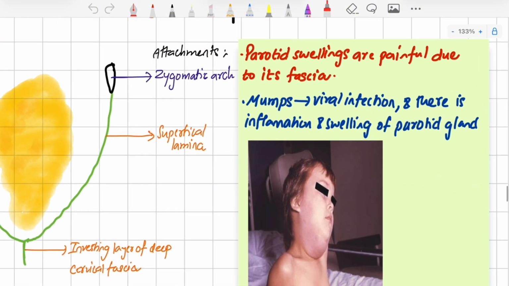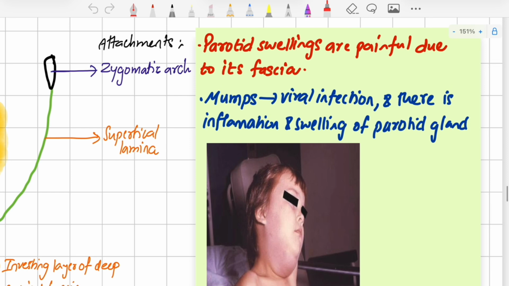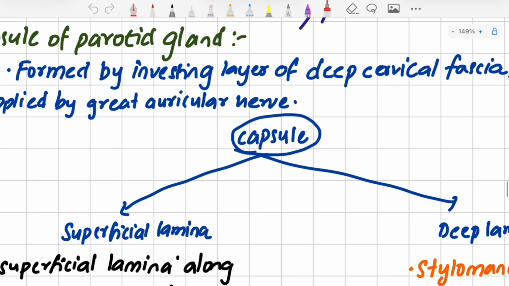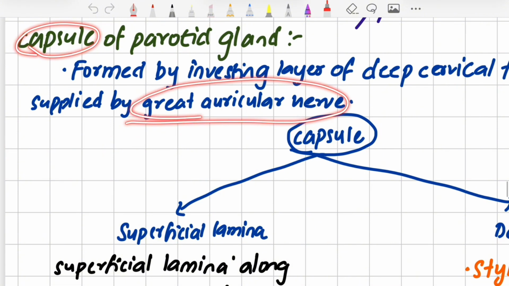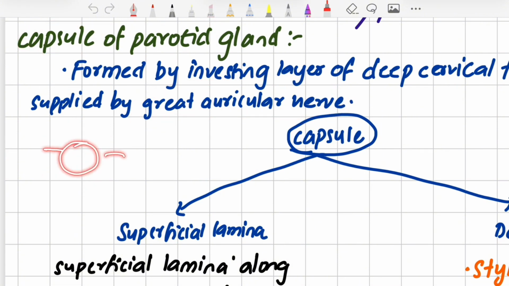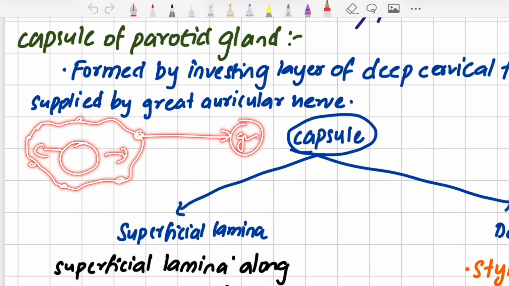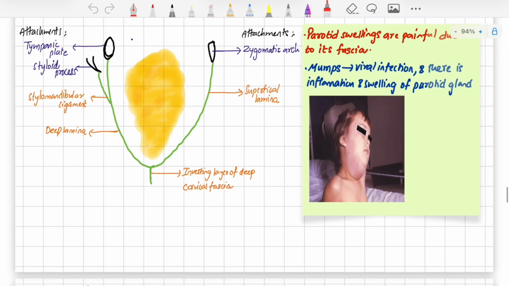Now let us talk about something called parotid swellings. These parotid swellings are caused by a virus called mumps, which causes the inflammation and the swelling of the parotid gland. And these parotid swellings are very much painful because there is involvement of which nerve? As discussed, there is involvement of great auricular nerve. The capsule is supplied by the great auricular nerve, and the parotid gland is surrounded by the capsule. So when this parotid gland swells or inflames, the capsule gets irritated and through the great auricular nerve we get painful sensations. So this is about the parotid swellings.